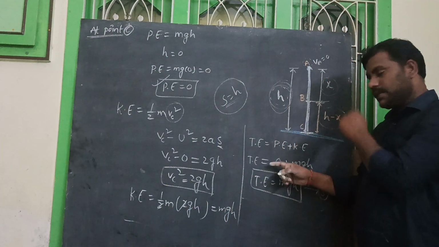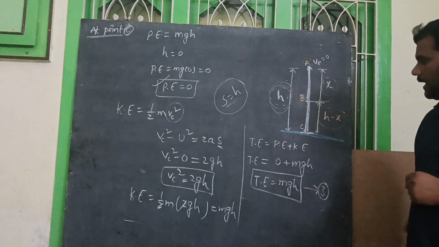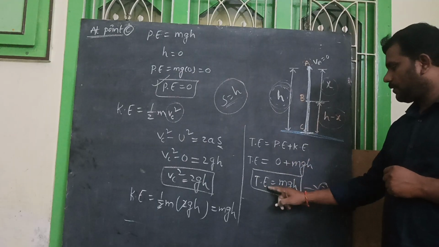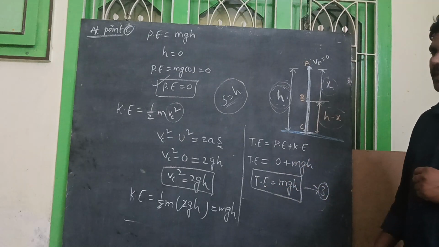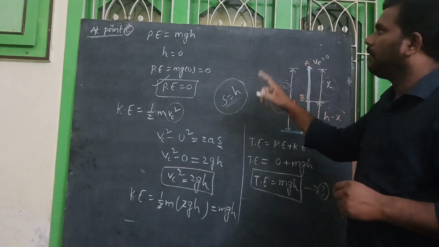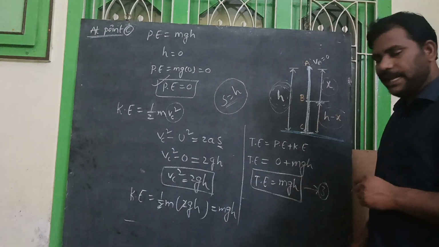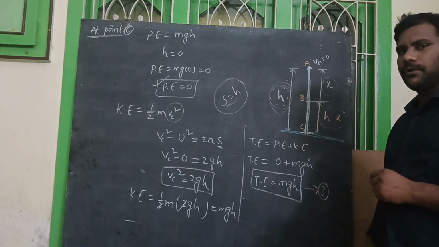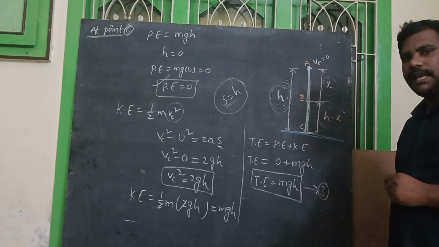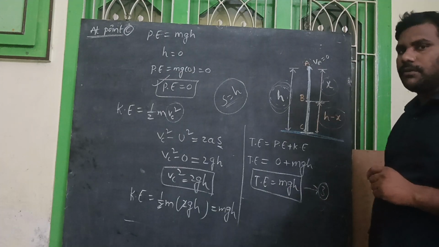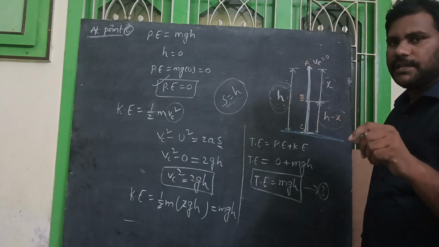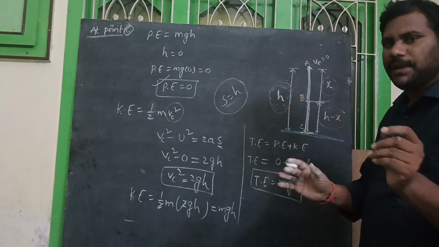Then total energy is equal to potential energy plus kinetic energy. Then total energy is equal to 0 plus mgh. Then total energy is equal to mgh. So we can observe clearly, from equation number 1, what is the formula? Total energy mgh. Equation number 2, total energy mgh. And equation number 3 also, total energy mgh. So according to the law of conservation of energy, energy can neither be created nor destroyed. The total energy remains constant.